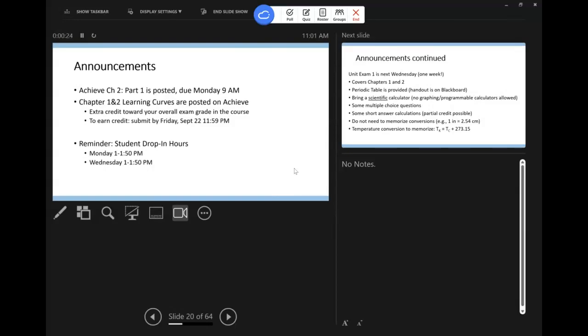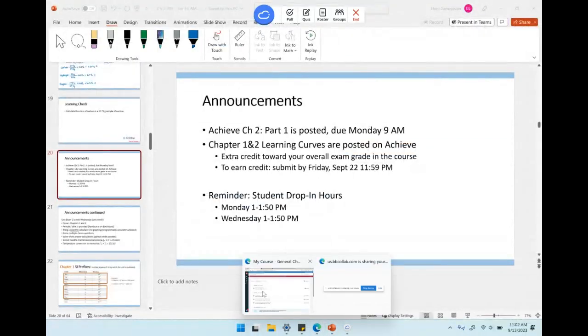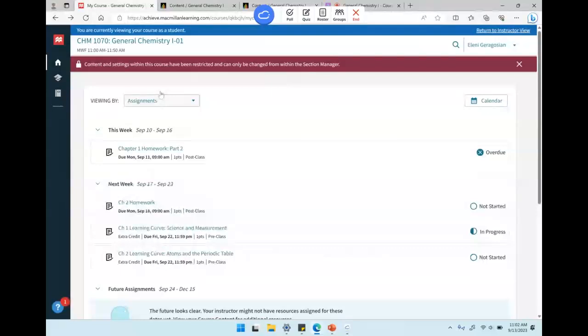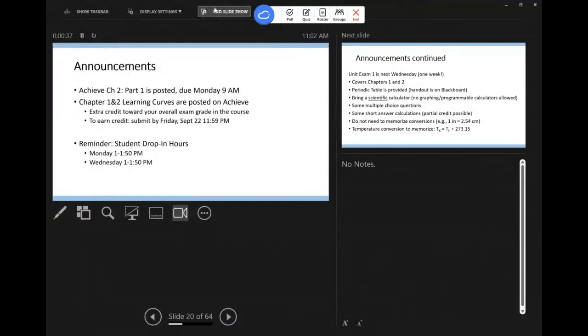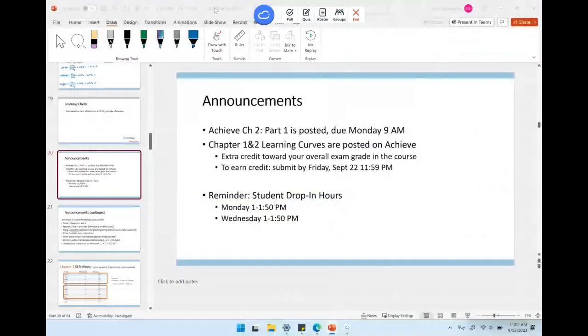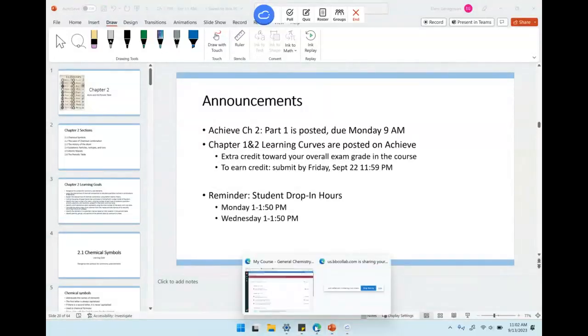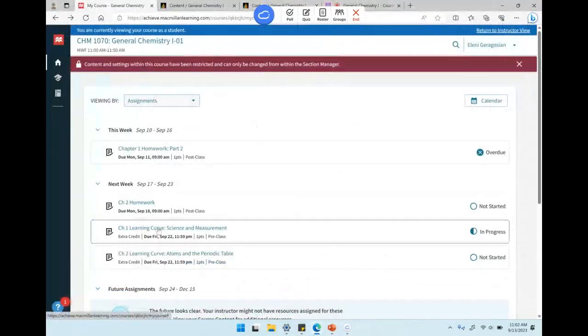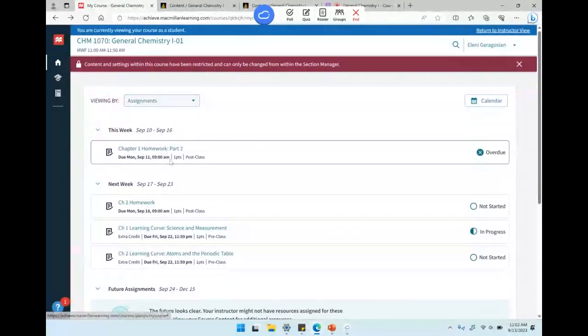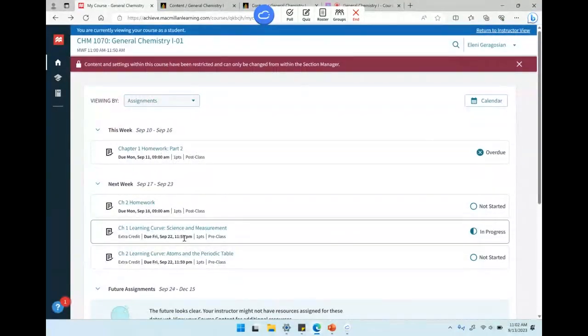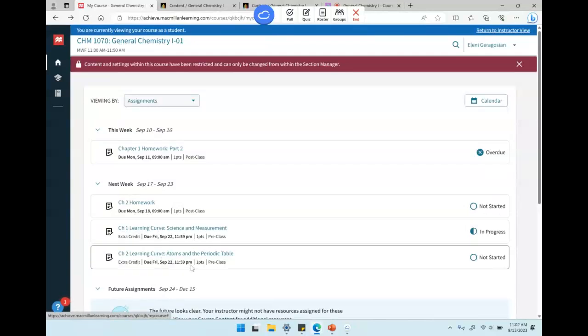I also have posted Chapters 1 and 2 learning curves on Achieve. Let me show you what these look like real quick. If you go to Achieve and go to assignments, you'll see that was already due. Chapter 2 homework is due on Monday, and then you have Chapter 1 learning curve, Chapter 2 learning curve. They're due next Friday, so you have over like a week and a half to do them.